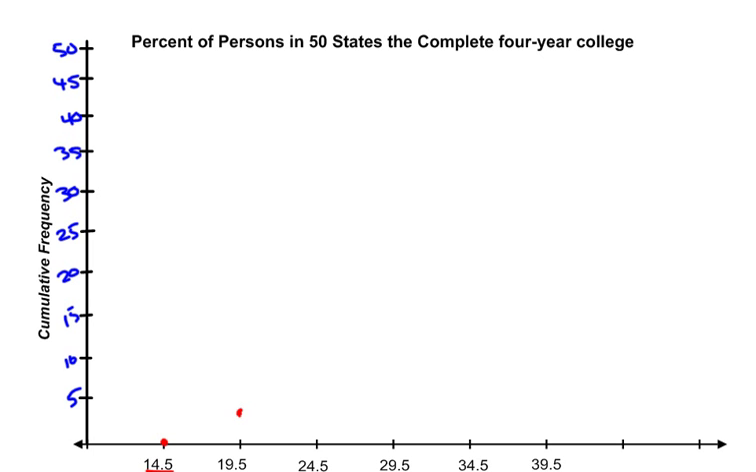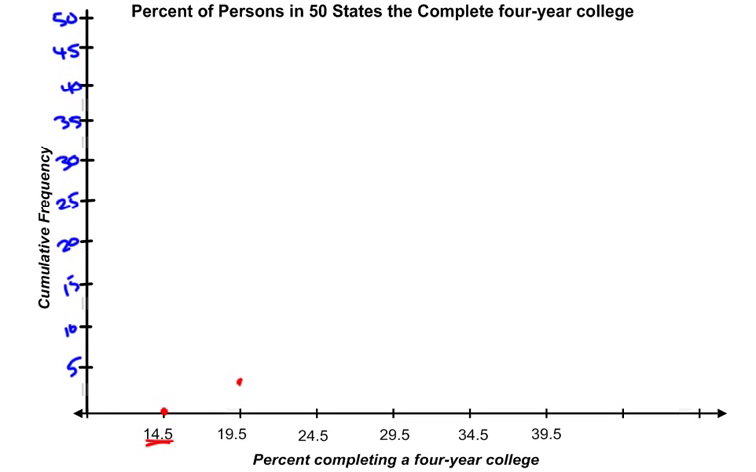At 24.5 is our next boundary point. Our cumulative frequency by that point was, I believe, 21. So we'll go up here to 21 and put a point in there above 24.5. Okay, and at the boundary point of 29.5, we added another 18 in, so we're now at a cumulative frequency of 39. That's going to be up here just below the 40 mark.